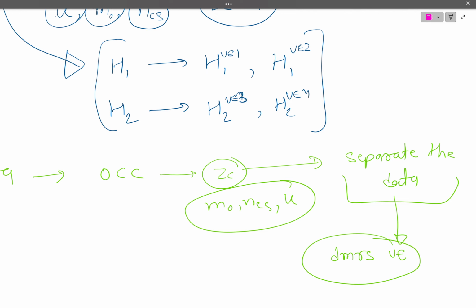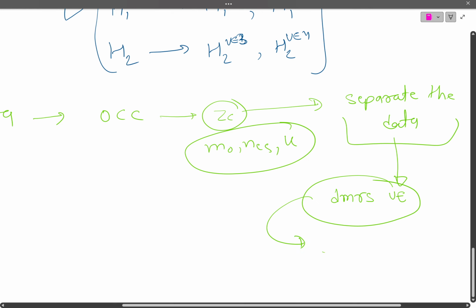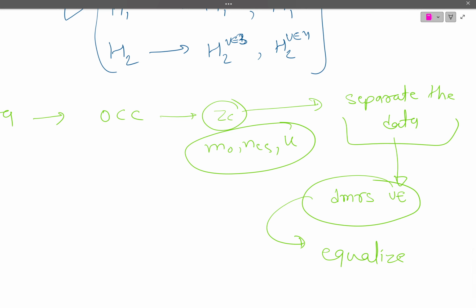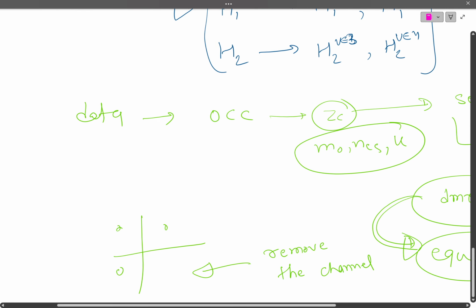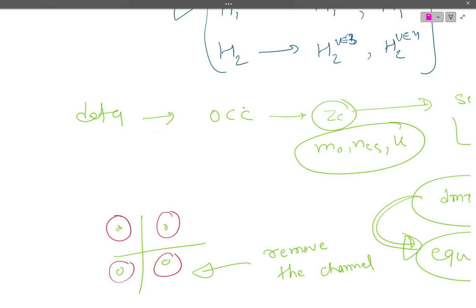Once we separate the data, and we also know the DMRS for each UE, with this DMRS we will equalize. Basically we will derotate the data using the DMRS. We will remove the channel effect. That means equalization. Then we will get the symbols. We will detect one of these four, like either this or this, and based on this we will find out what was transmitted. We will get the TX data. This is how the receiver works.